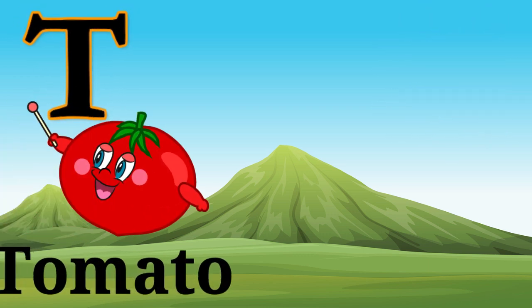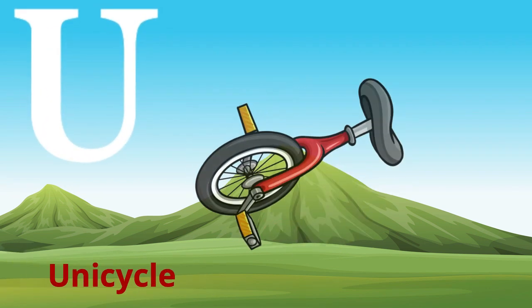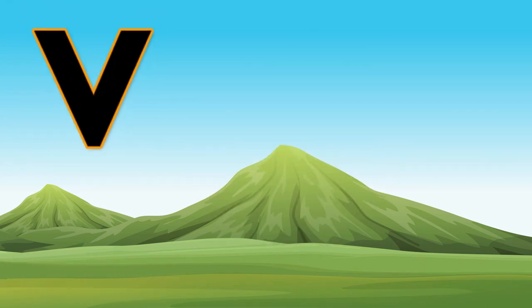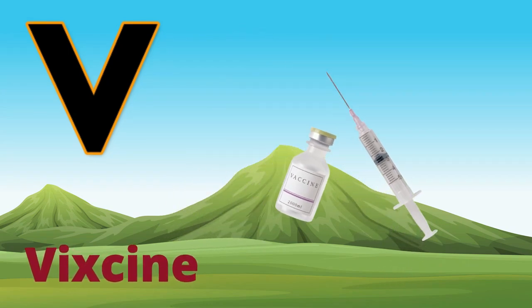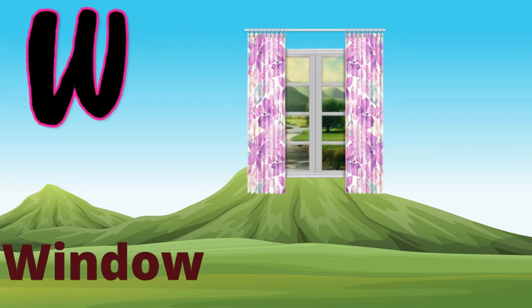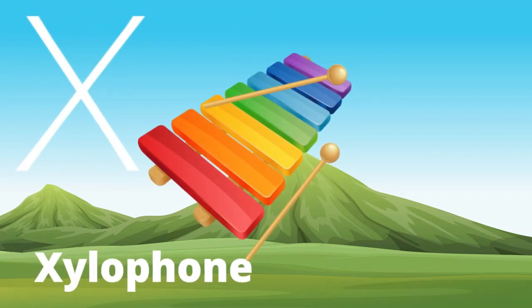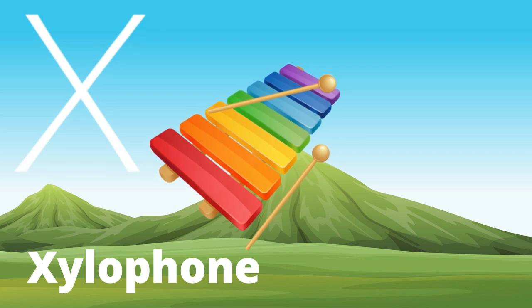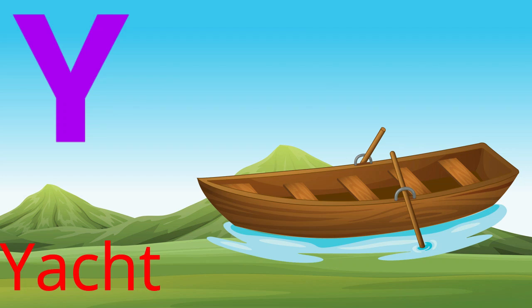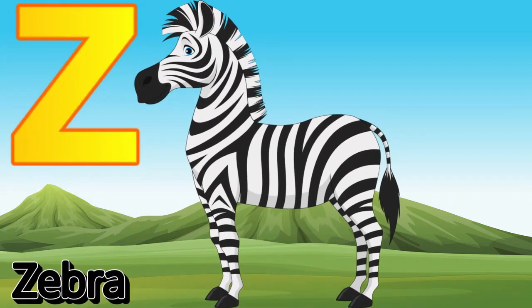T for tomato. U for unicycle. V for vaccine. W for window. X for xylophone. Y for yak. Z for zebra.